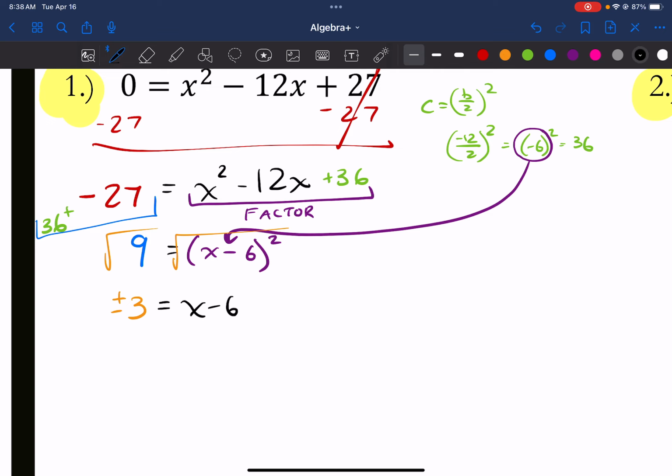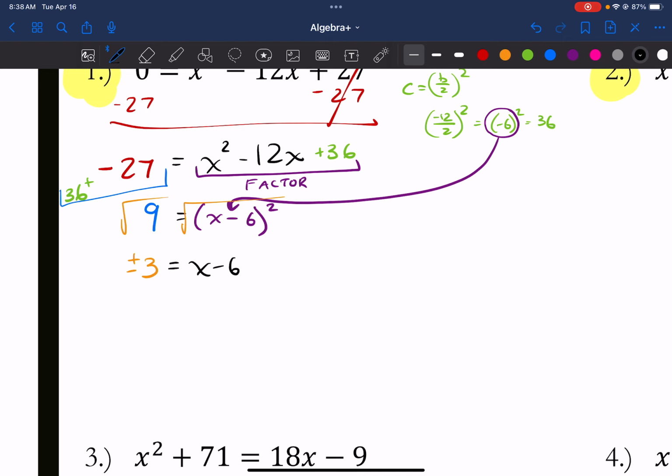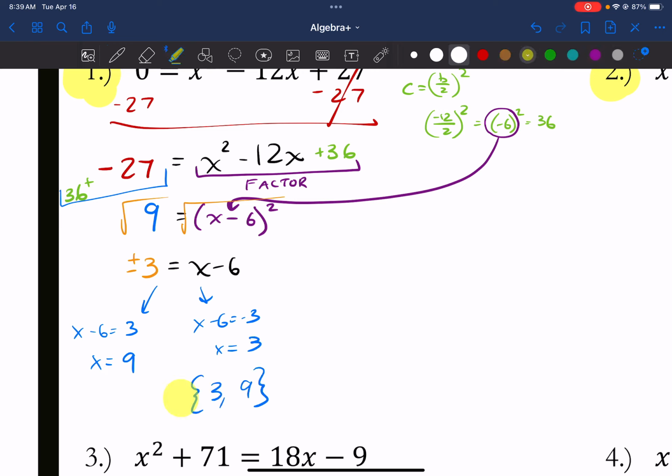So when I split it up into 2, I get x minus 6 equals 3. The other side I get x minus 6 equals negative 3. So over here, x equals 9, and over here, it's 3. So my final answers are 3 and 9.